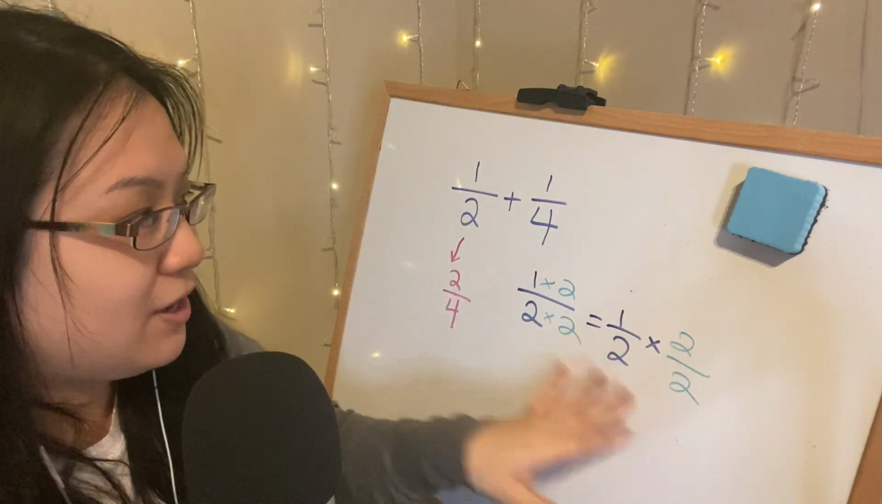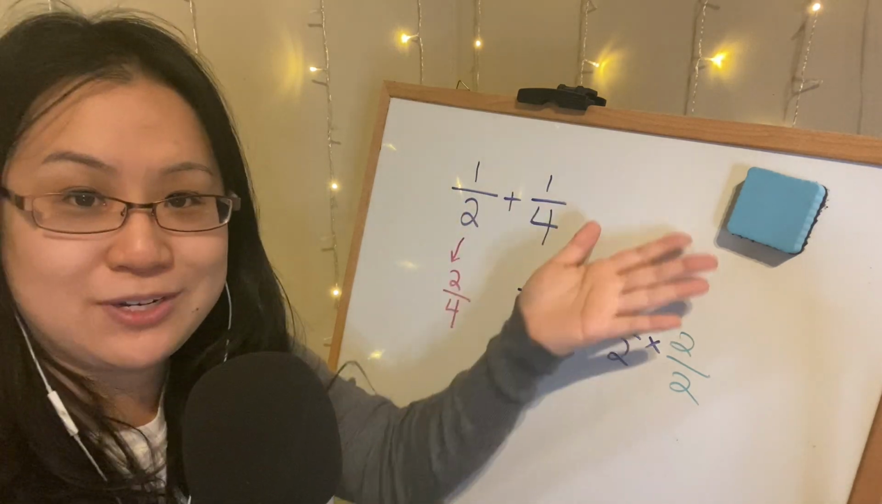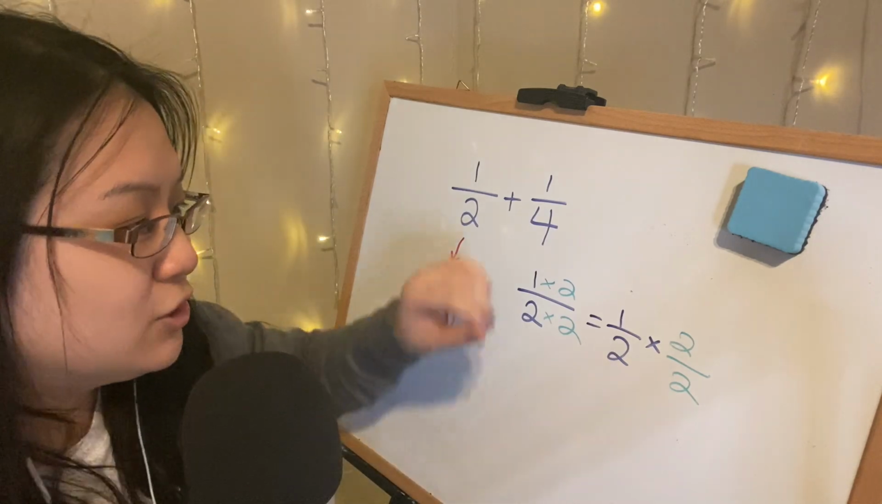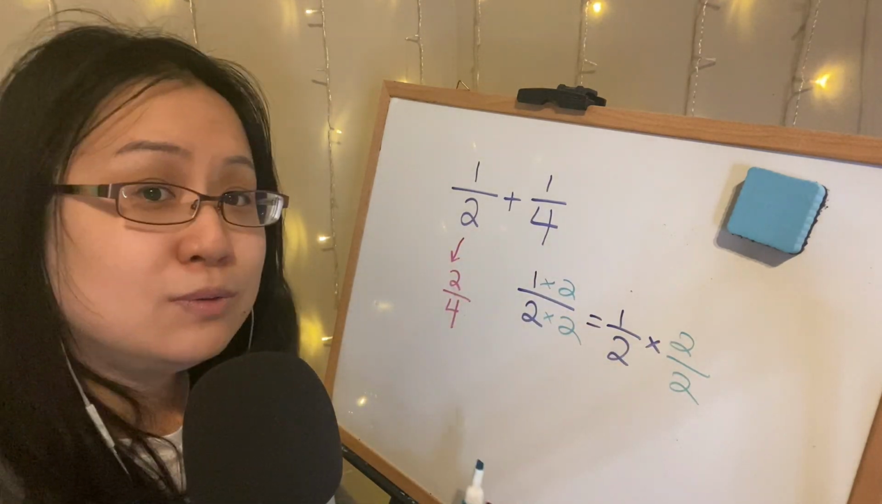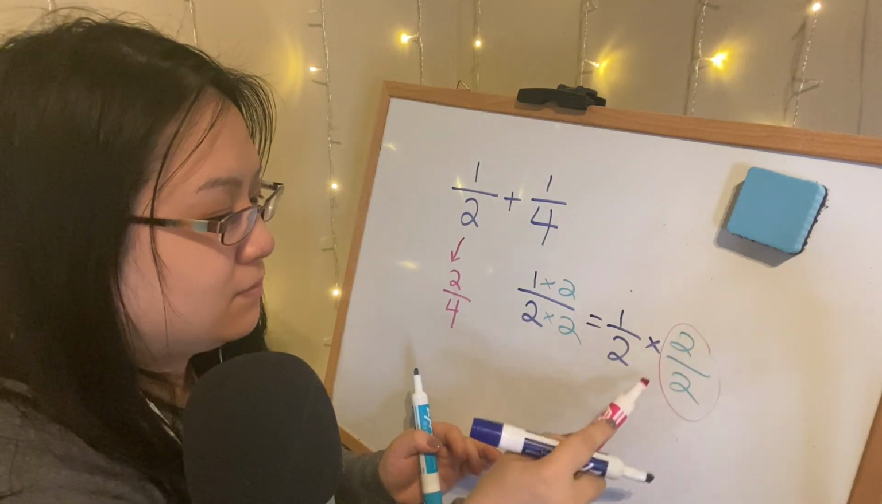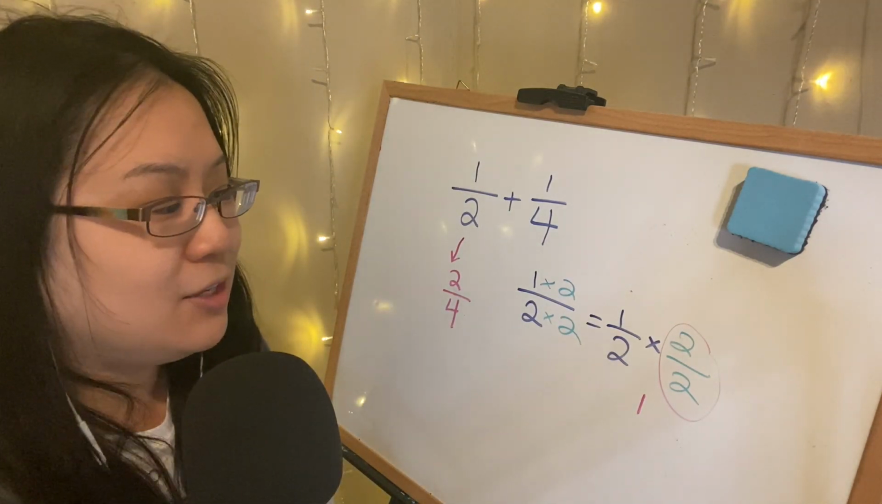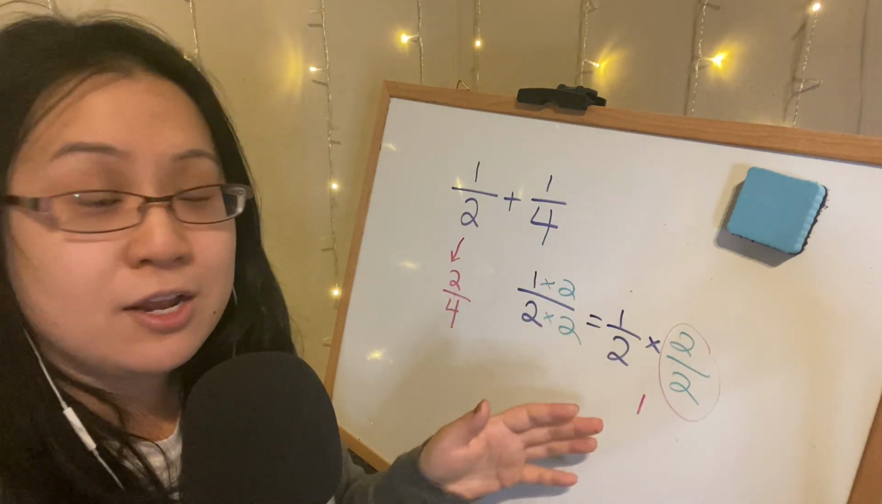I cannot do that for addition. By the way, it's not 1 plus 1 over 2 plus 4 like we talked about earlier, but for multiplication, it is. So if I pull the 2 over 2 to the side here, 2 over 2 is 1. It's another way to write 1. You can think of it as 2 divided by 2, which is 1.